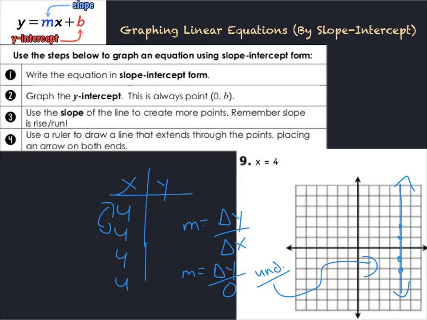I'm sorry, one more thing. In your notes, just make a note that anytime it's x equals a constant, it's going to be a vertical line. Okay, that's the last thing I want to say.